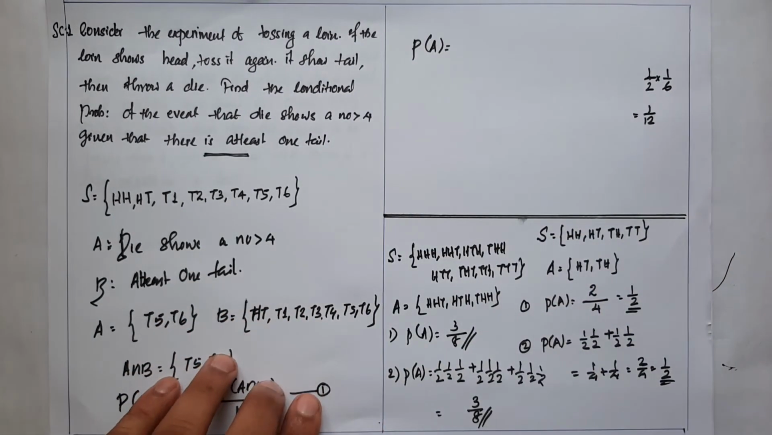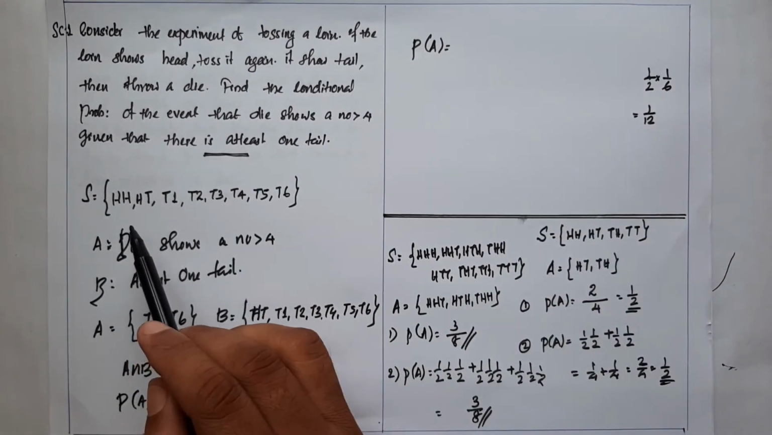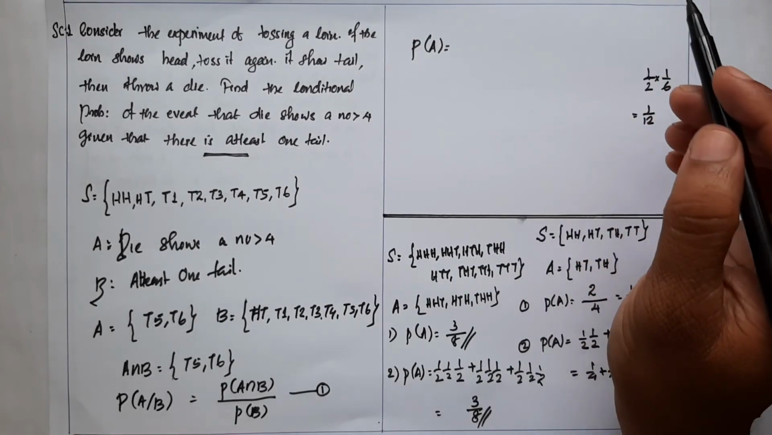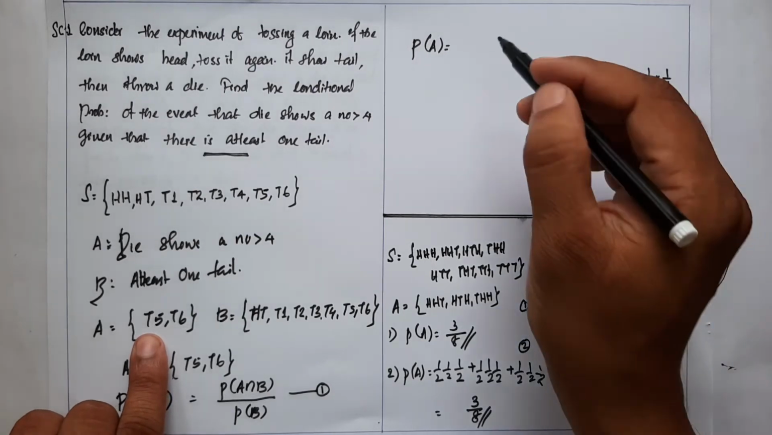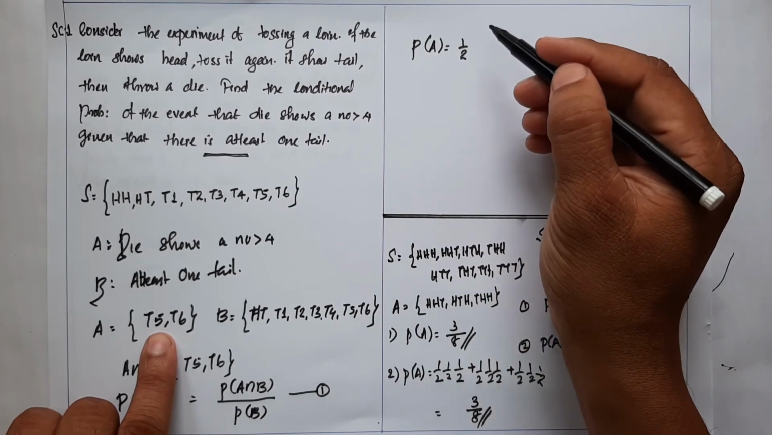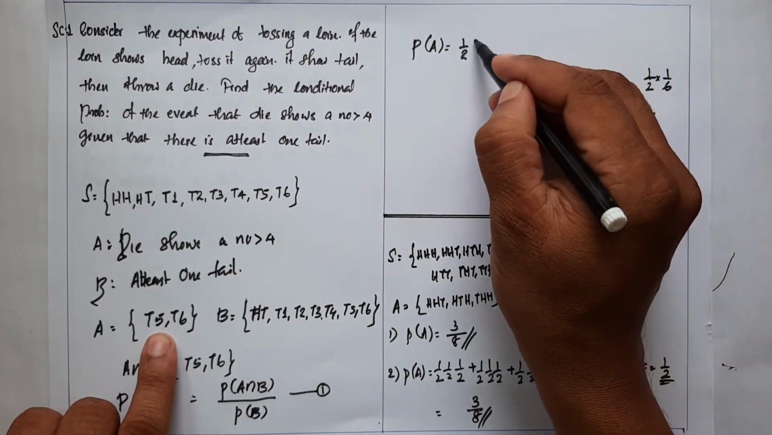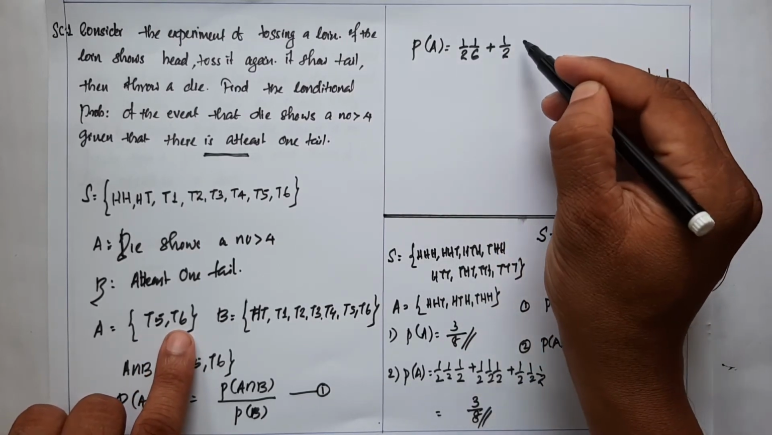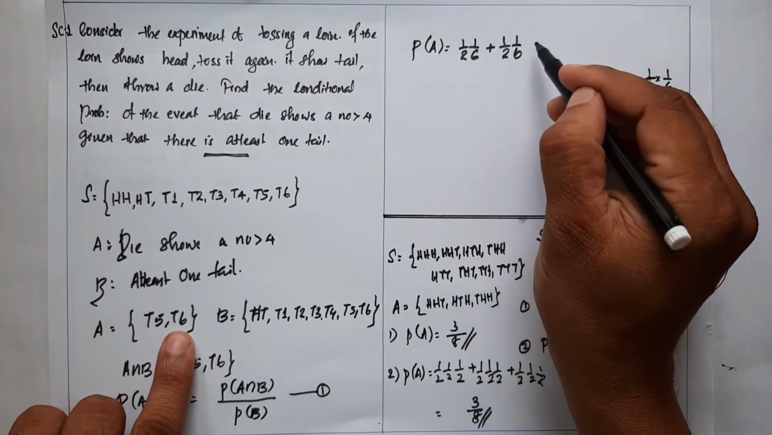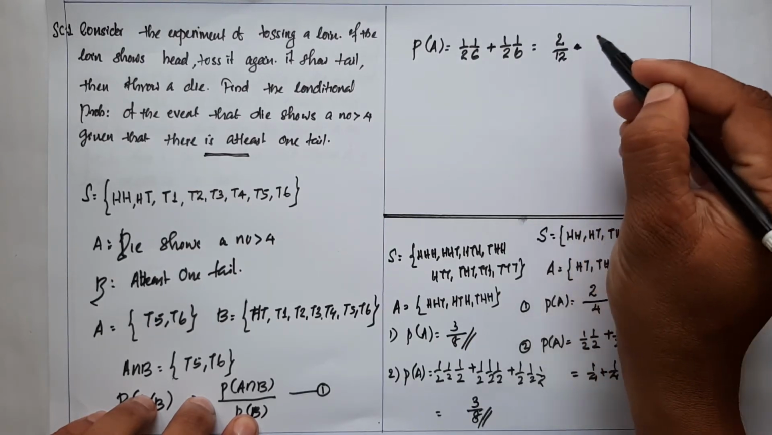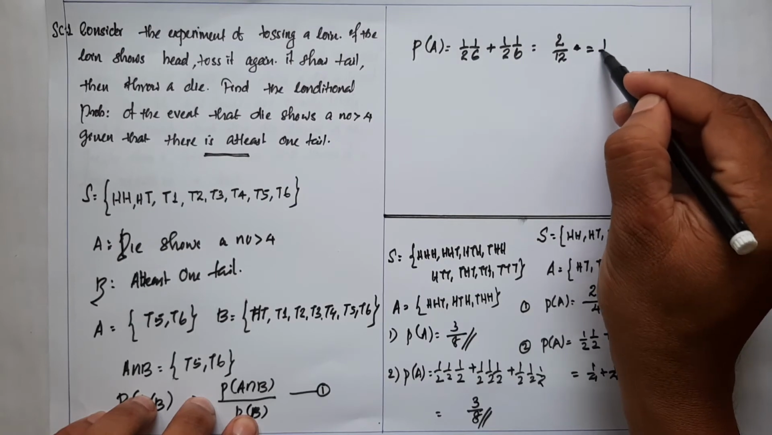So there are 2 experiments. Coin is tossed, if you get a head, again the coin is tossed, if you get a tail, a die is thrown. So probability of getting A means, first of all we find the probability of getting tail. You know the probability of getting tail is 1/2. The probability of getting 5 when a die is thrown is 1/6. Then the second element: tail probability is 1/2 and 6 probability is 1/6. That is 1/12 plus 1/12, which equals 1/6.